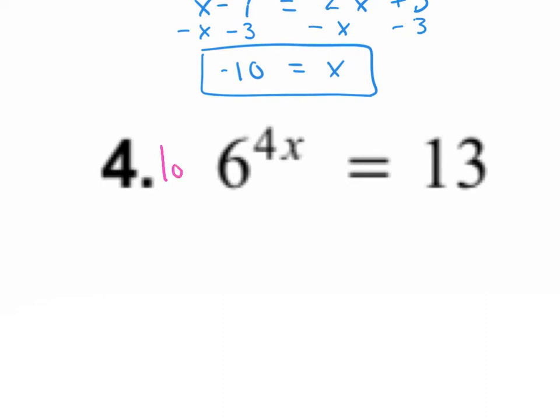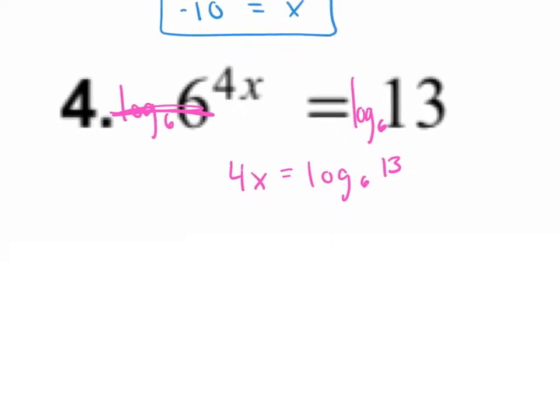Log with what base? Awesome. Log base 6 on both sides. And the reason why I want it to be a 6 is because that would get this to cancel. So what am I left with on the left side? 4x is equal to log base 6 of 13.